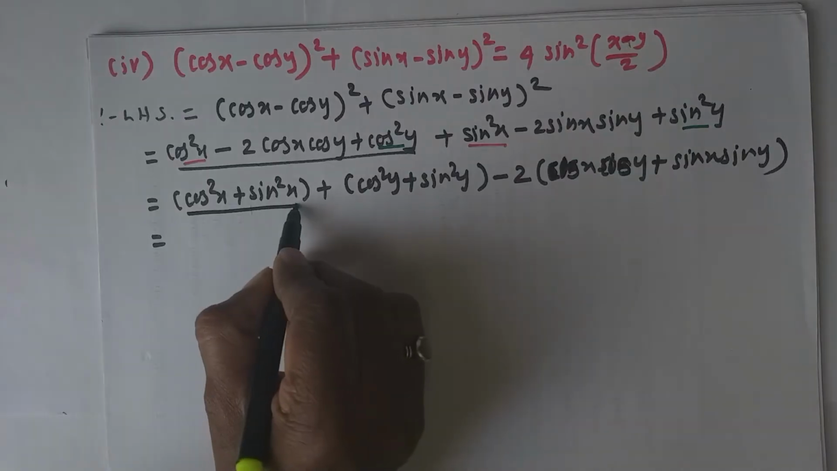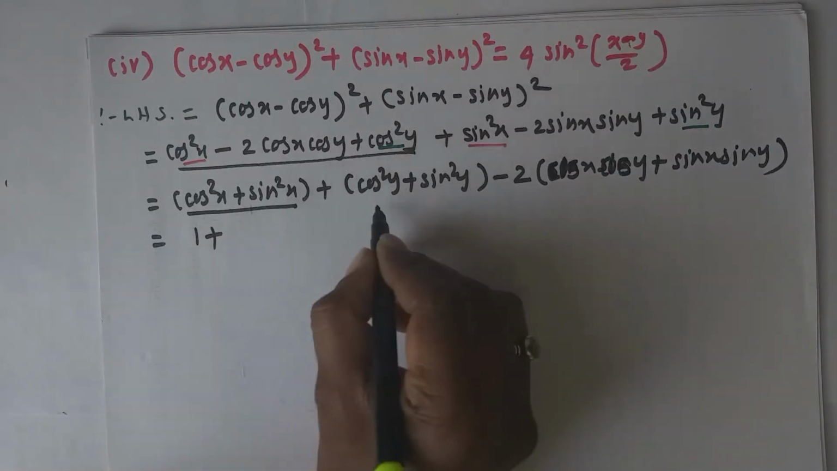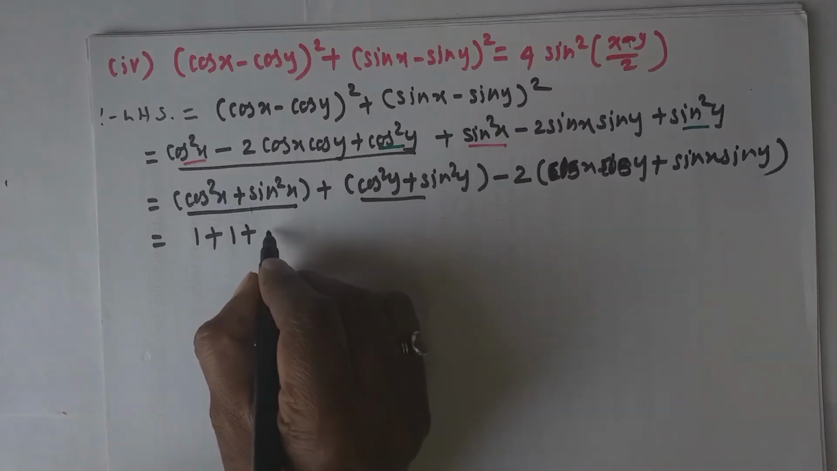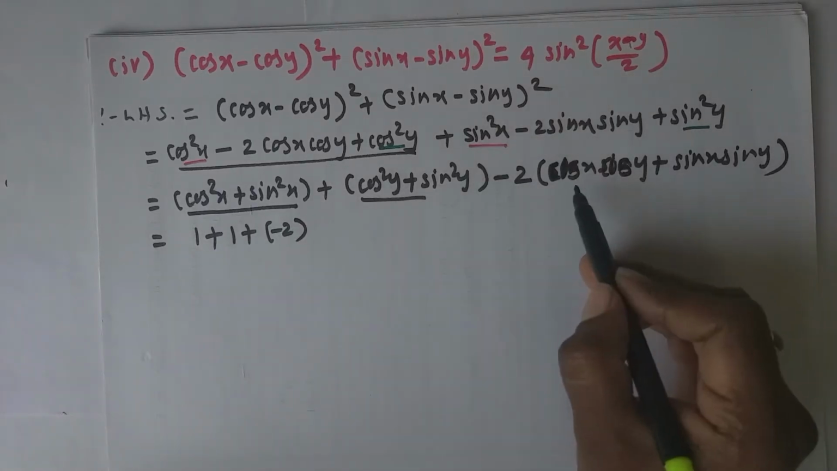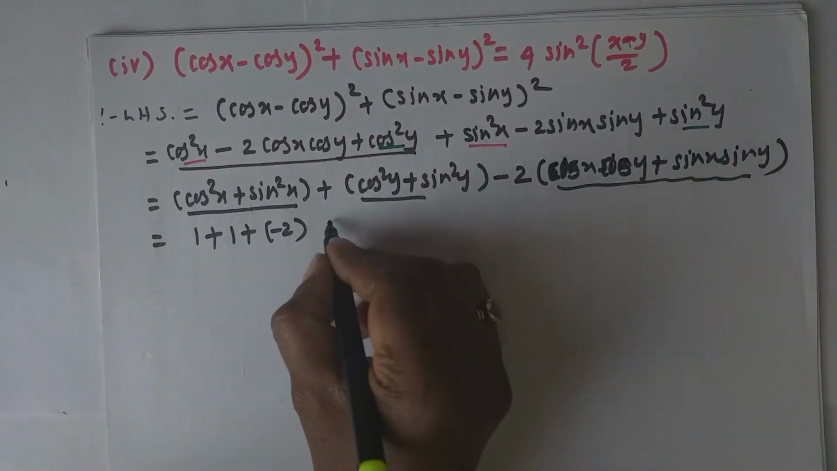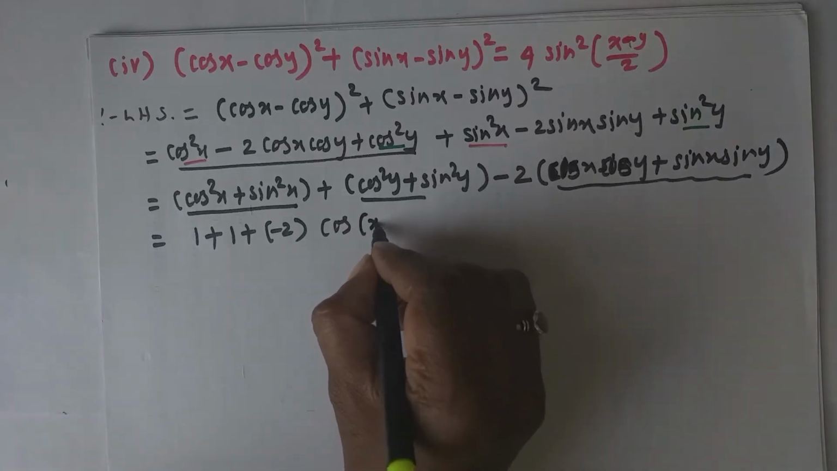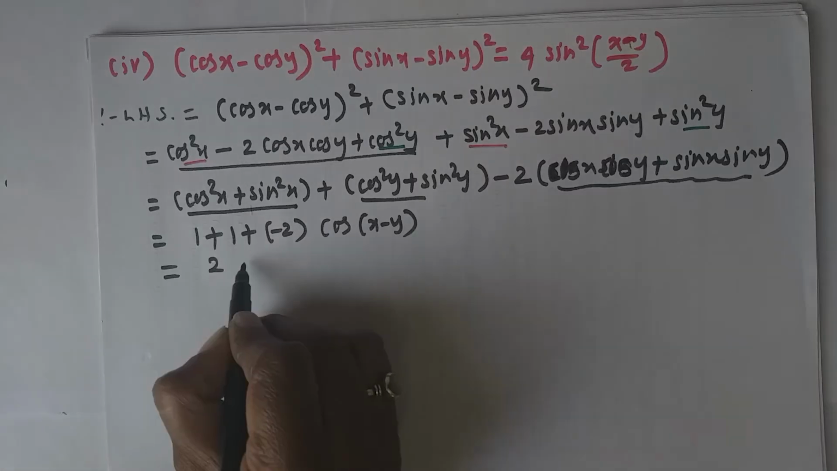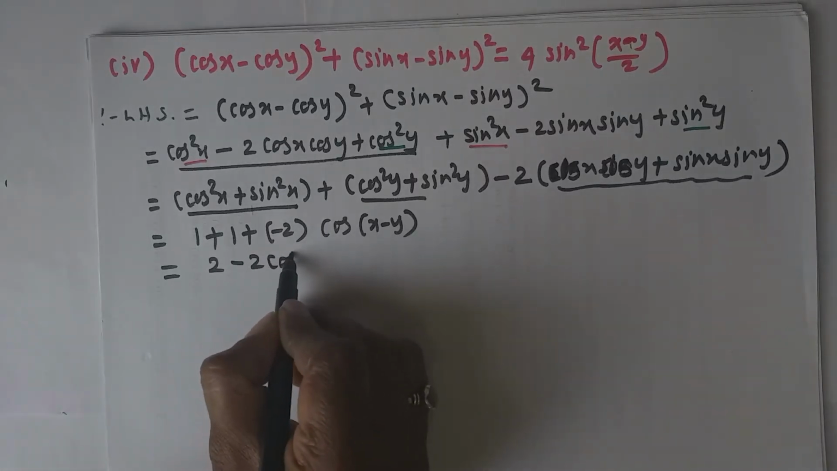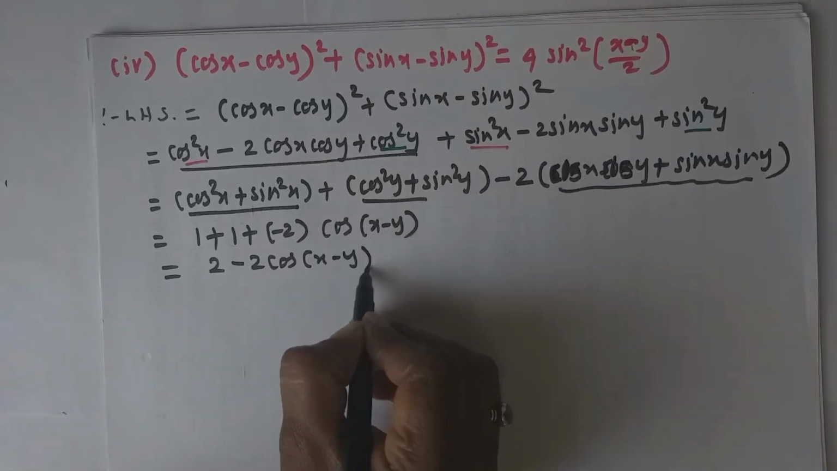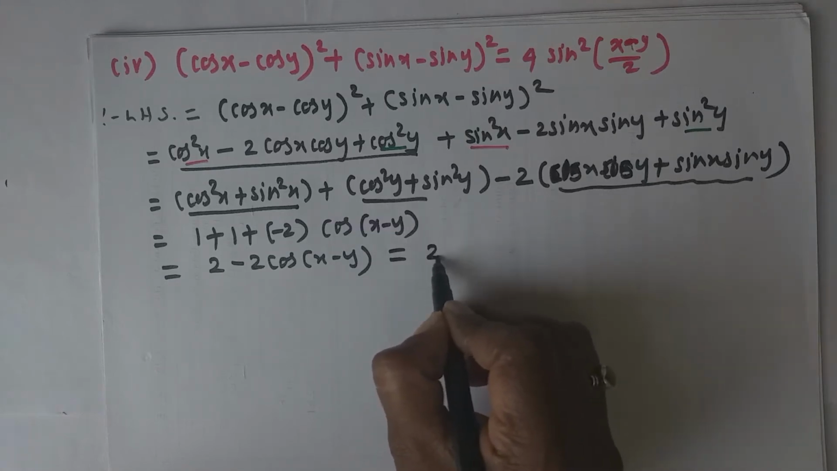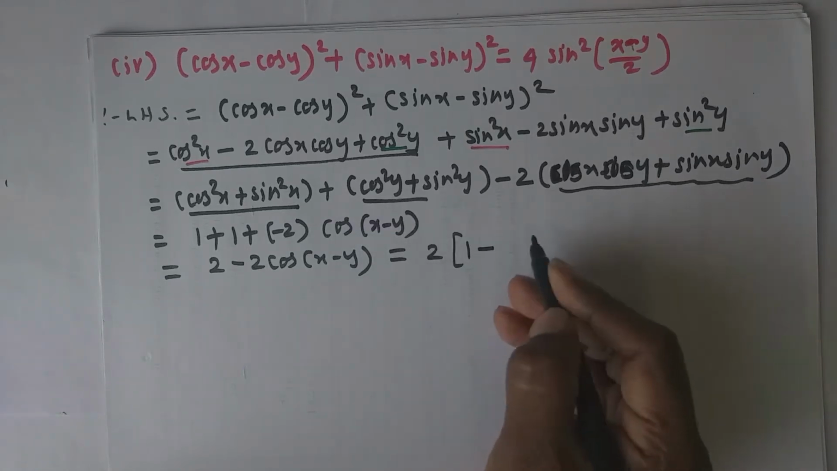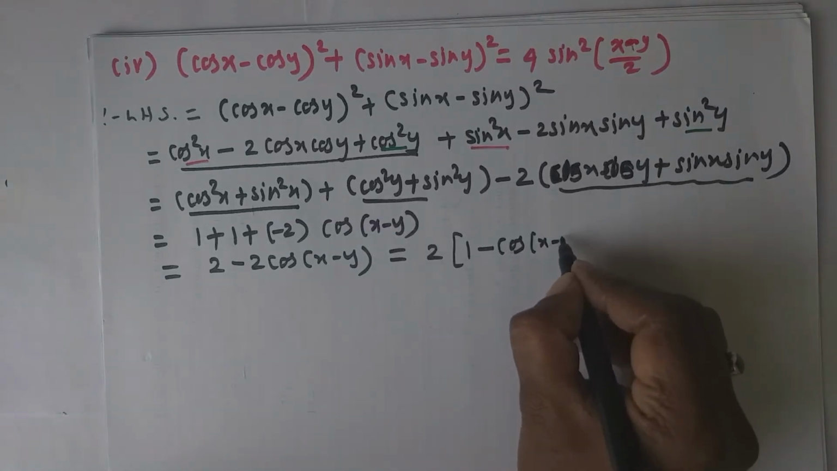Okay. From our first identity, the value of this will be 1. Again the value of this will be 1. Keep this minus 2 as it is. And what is this? This is the formula for cos x minus y. Write down 2 minus 2 cos x minus y. Now take 2 common. Then in the bracket there will be 1 minus cos x minus y.